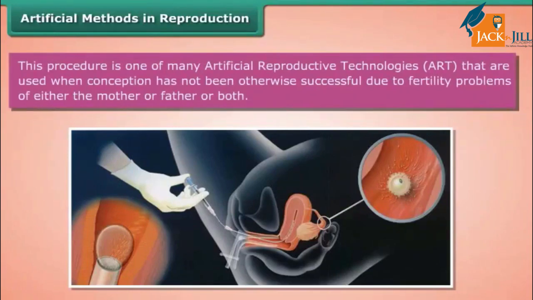This procedure is one of many artificial reproductive technologies, ART, that are used when conception has not been otherwise successful due to fertility problems of either the mother or father or both.